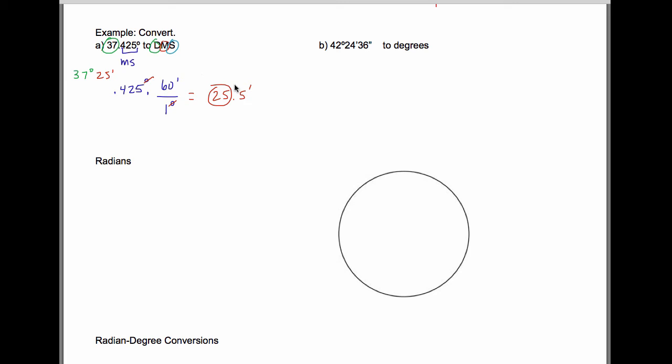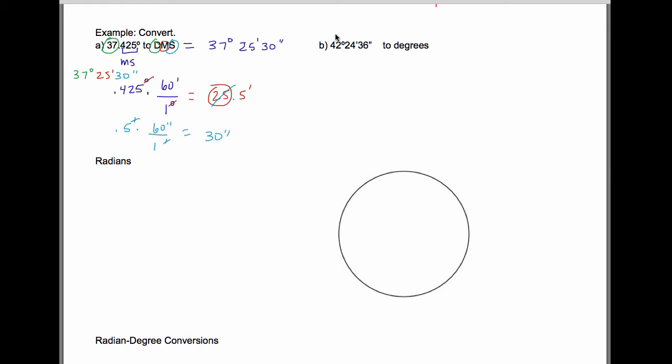And then I need to convert my seconds part. I'm going to do 0.5 times, well, that's half of a minute, so this is minutes. On the bottom goes minutes, 60 minutes, 1 minute equals 60 seconds, because I'm converting to seconds. These cancel, and 0.5 times 60 would be 30 seconds. So what's my answer? Convert 37.425 degrees to degrees, minutes, seconds. It would be 37 degrees, 25 minutes, and 30 seconds. Okay, that's how that little piece works there.